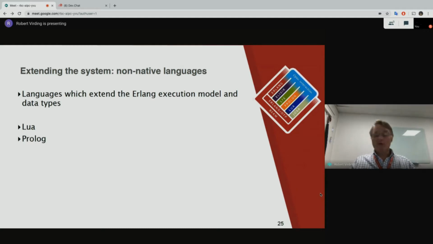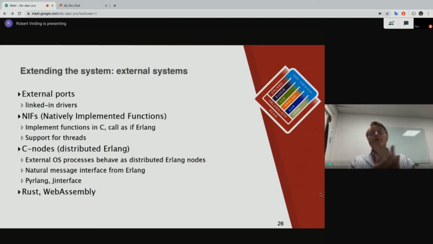The third level I call extending the system, I call external systems. That is, well, a number of different things you want to do here. You want to talk with other processes in the operating system which aren't running Erlang. We have a concept called ports for doing that. Maybe you want to include code in your Erlang system not written in Erlang.